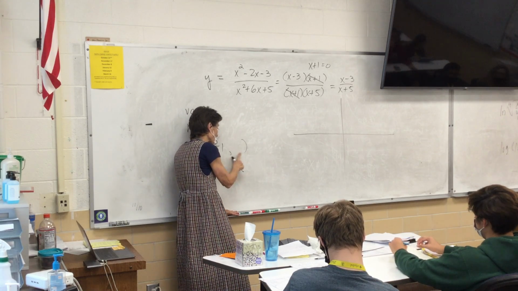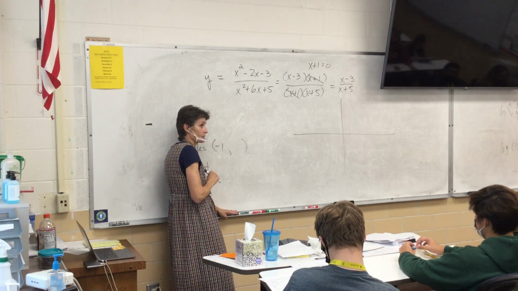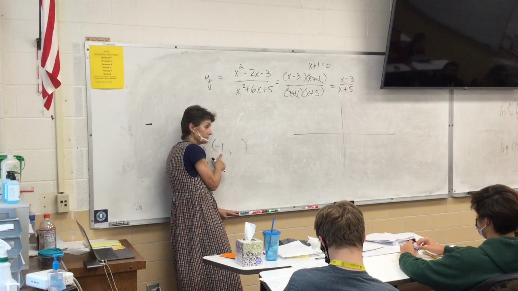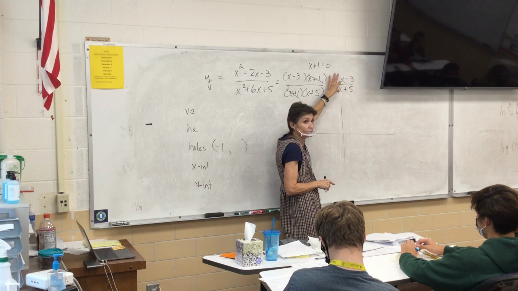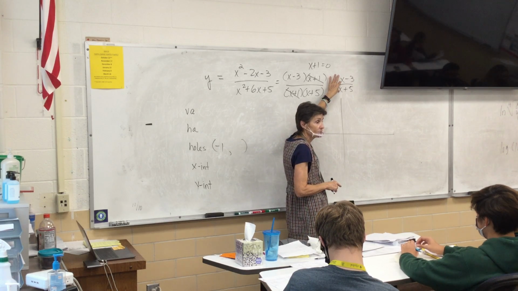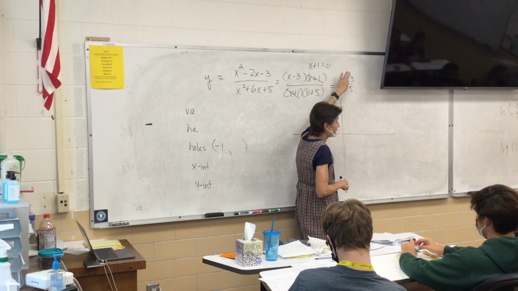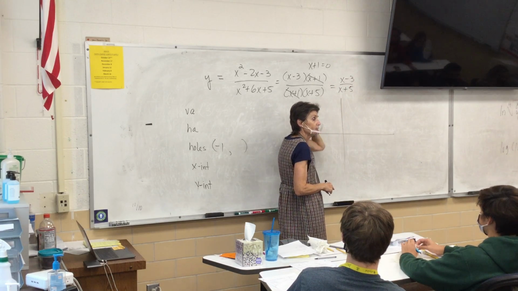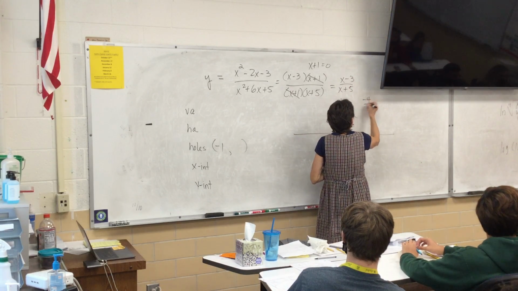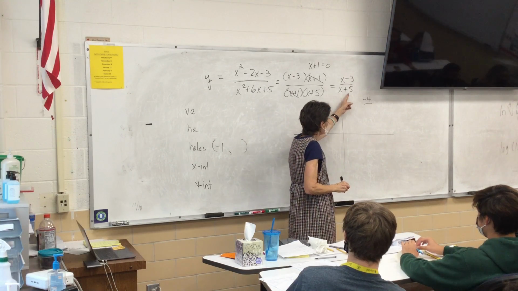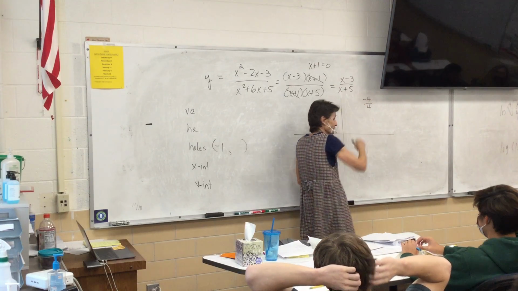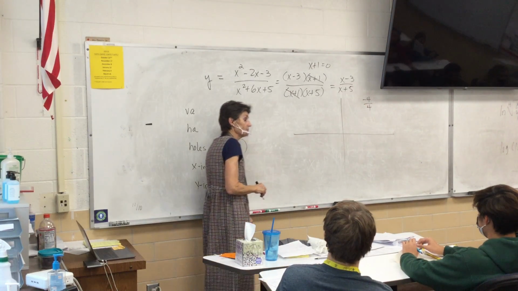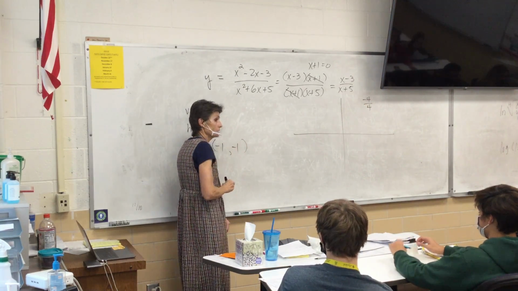Now how do I get this part of it? Take that -1 and plug it in right here and right here. So what's -1 minus 3? Negative 4. What's -1 plus 5? 4. What's my answer going to be? -1.